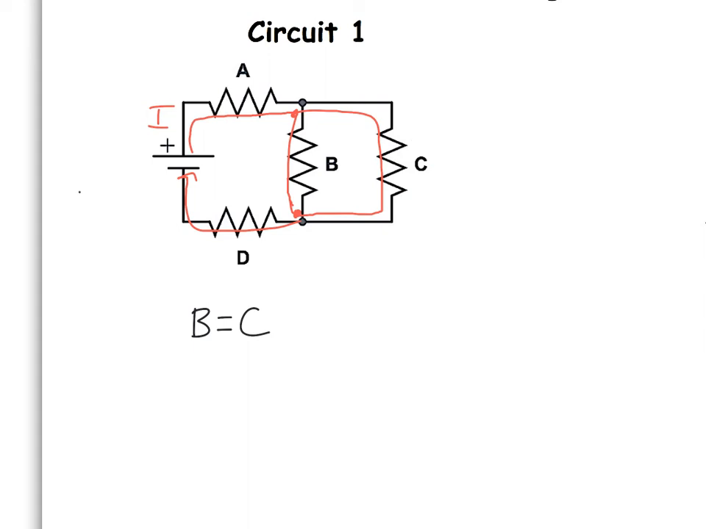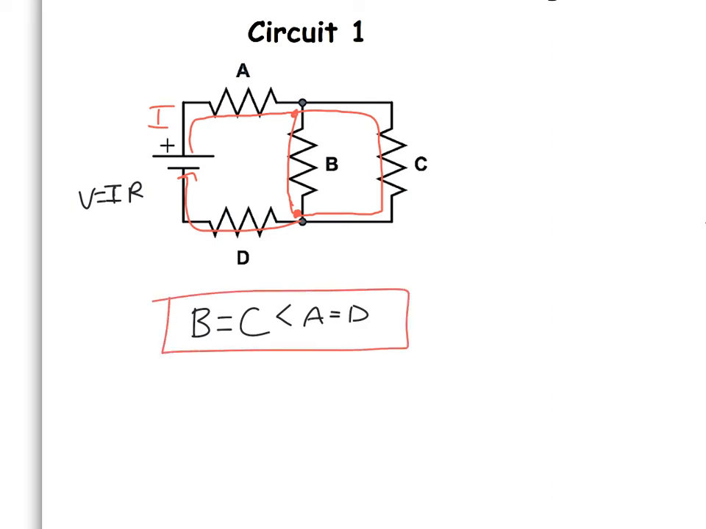And I know that Ohm's law tells me that V equals IR, and since all the resistors are identical, whichever one gets more current gets more voltage. So that means that both B and C have less voltage across them than A and D, and those two are equal to each other. And so that's going to be my ranking there. B equals C, which is less than A, which is equal to D.